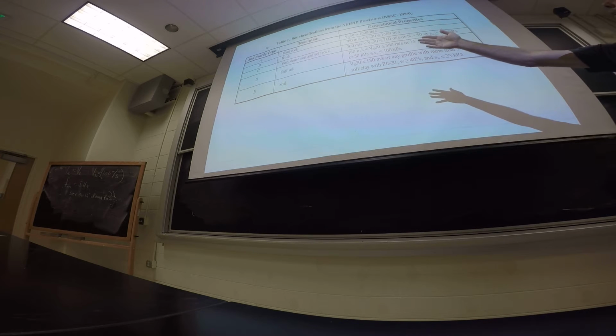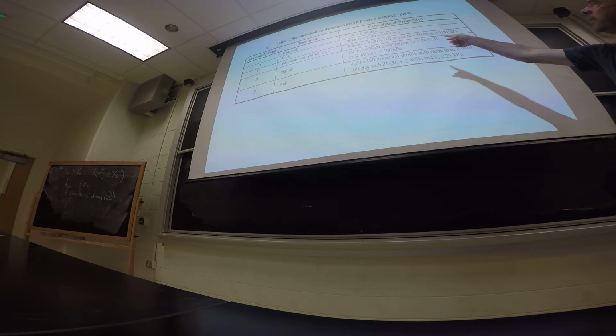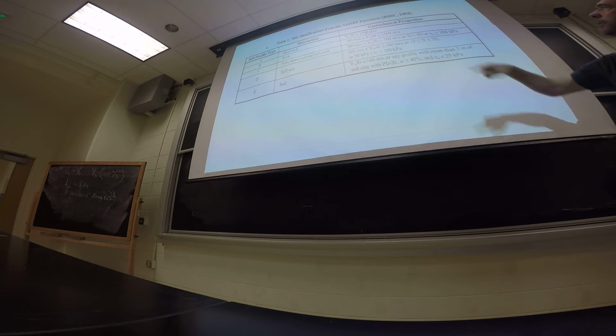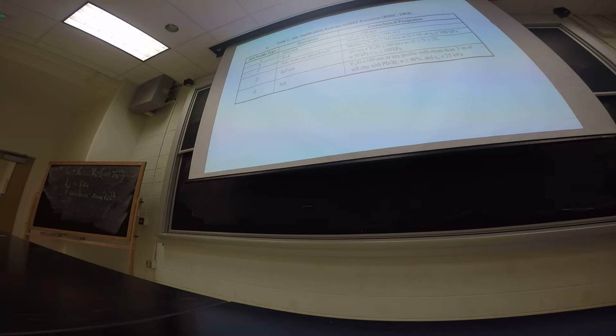We go to stiff soil, and the shear wave velocity goes between 180 meters per second and 360 meters per second. Very dense soil, 360 to 760. Rock, 760 to 1500. Hard rock over 1500. Okay, that's just pretty much an arbitrary classification. Doesn't mean that it works everywhere, but it's a start.